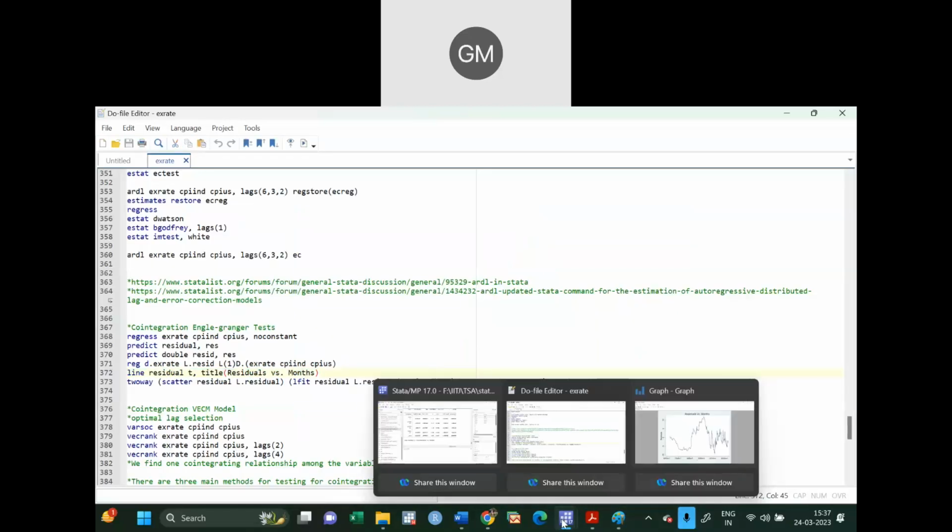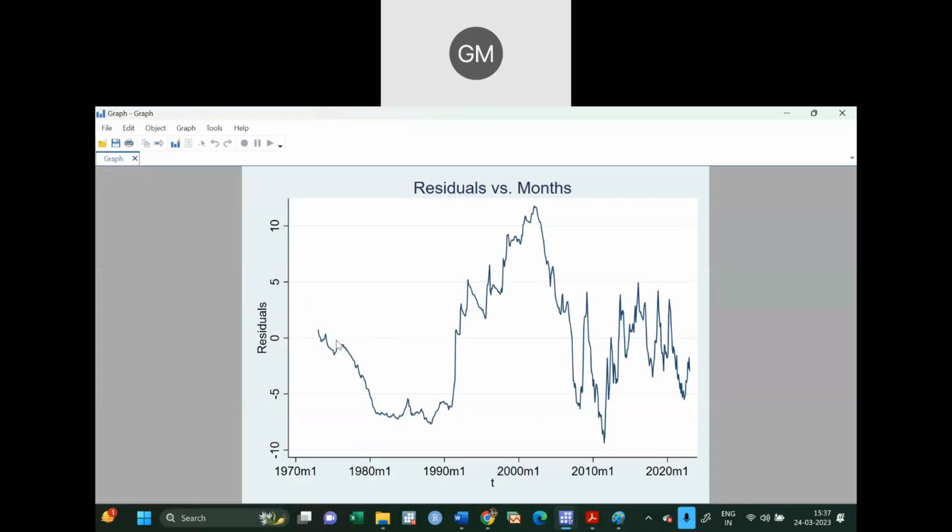So you can look at the residual of the regression you ran. What you find is that the expectation seems to be 0. The average residual seems to be 0. And it is stationary, as there is a mean-reverting tendency of the residual that you can notice.